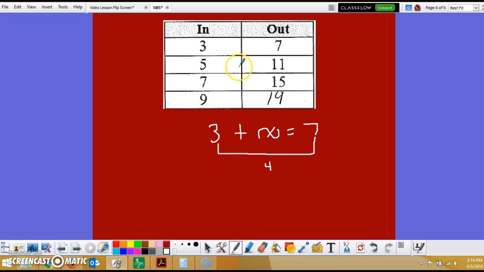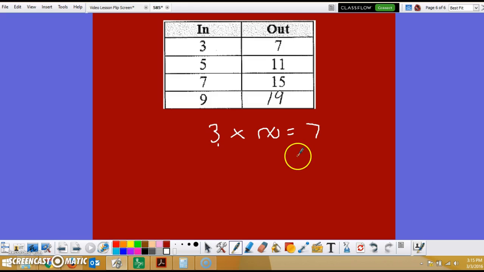But would plus 4 work for 5? No, because 5 plus 4 will get you 9. It also won't work for 7. 7 plus 4 is not going to get me 15. In fact, when I try multiplication, it's also not going to work. The second step is to try multiplication. So it must be 3 times x equals 7? Wait, nothing times x equals 7. 3 times x would never equal 7.